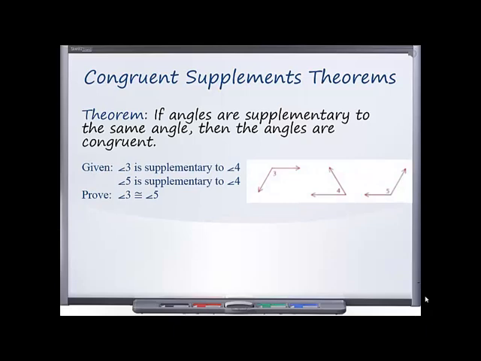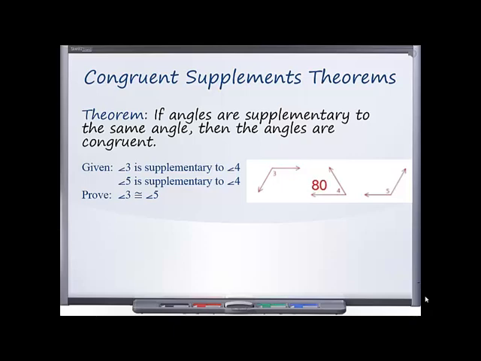Let's look at this illustrated in a diagram. It should be pretty straightforward. We're given that angle 3 is supplementary to angle 4, and that angle 5 is also supplementary to angle 4. So before we show the formal proof, let's just throw some numbers in here. Let's say that angle 4 is equal to 80 degrees.